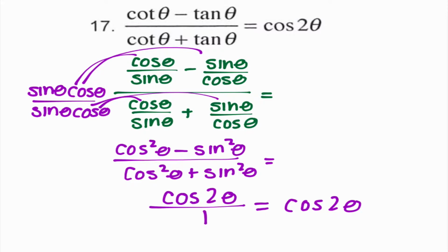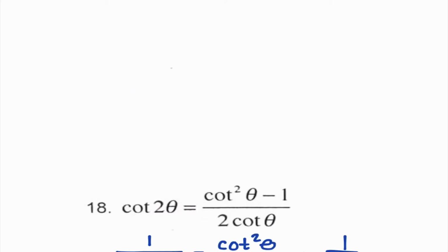But since we had a complex fraction, I chose to multiply everything by the overall LCD, which is sine cosine. When I distributed to all four of these terms, I got cosine squared minus sine squared over cosine squared plus sine squared. That works out super nice because I know cosine squared plus sine squared is 1. Cosine squared minus sine squared is our double angle formula, so I get cosine of our double angle equals cosine of our double angle. Okay, moving on to 18.